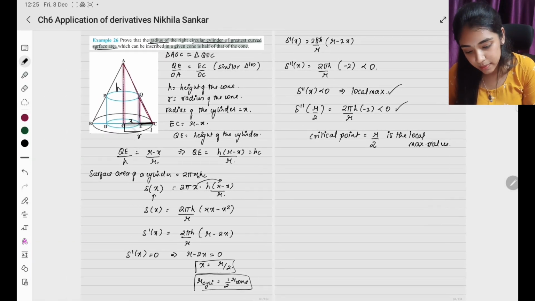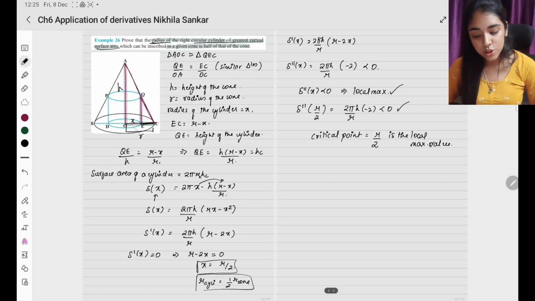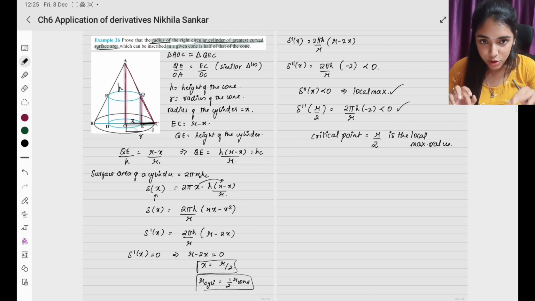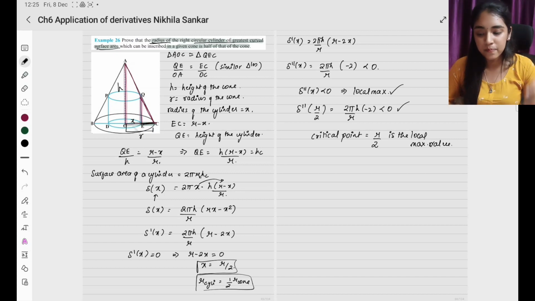Okay? Please copy. Understood? Using the height, we found the relation, and you are finding out what the radius of the cylinder is for which the curved surface area is greatest. We found the curved surface area, then its first derivative and second derivative, and you proved that it is going to be the local maxima because it's less than 0. So that is the critical point. Okay, simple.